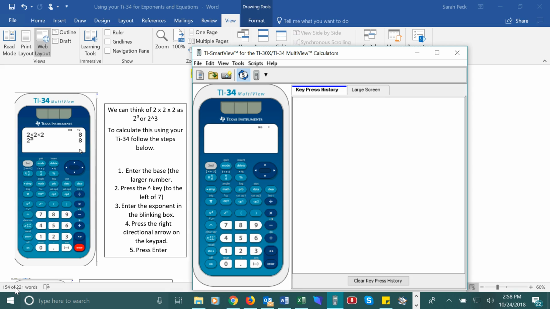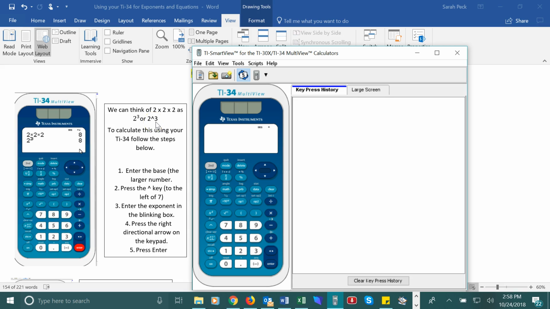So the first thing we're going to take a look at is exponents. We have this example in class today that we can think of 2 times 2 times 2 as 2 to the third power. So exponents mean that we're using repeated multiplication. We can also write 2 to the third power as 2, the caret key, and then the number 3.